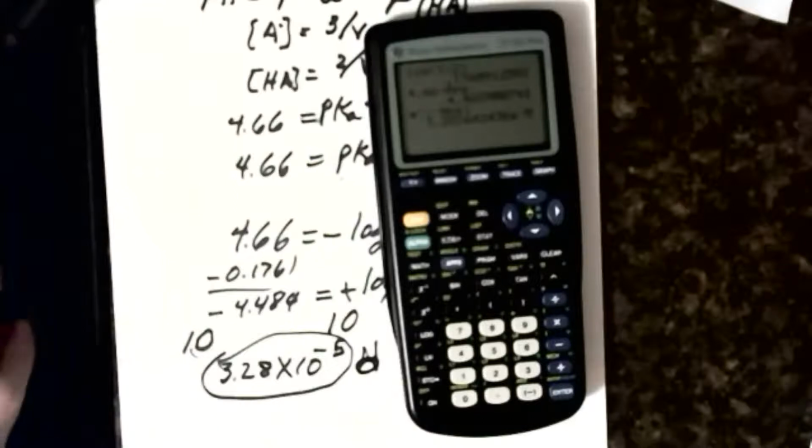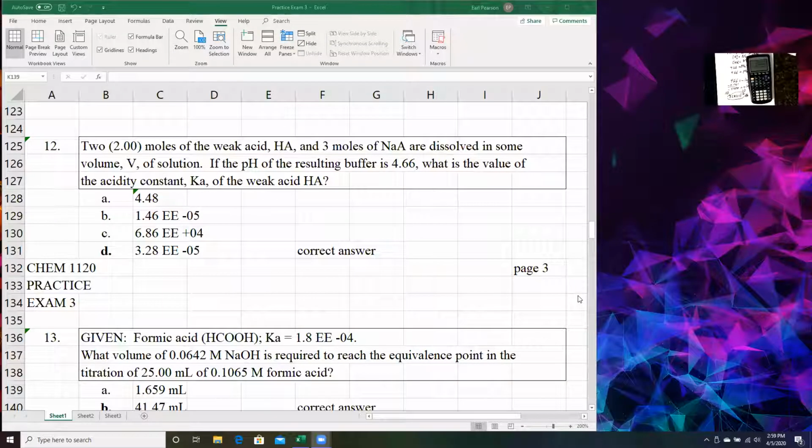So let's go back over and get the next question and put up the exam so you can see a big copy of it. And you can see we did get the correct answer, 3.28 times 10 to the negative fifth. All right, now let's go on to number 13.